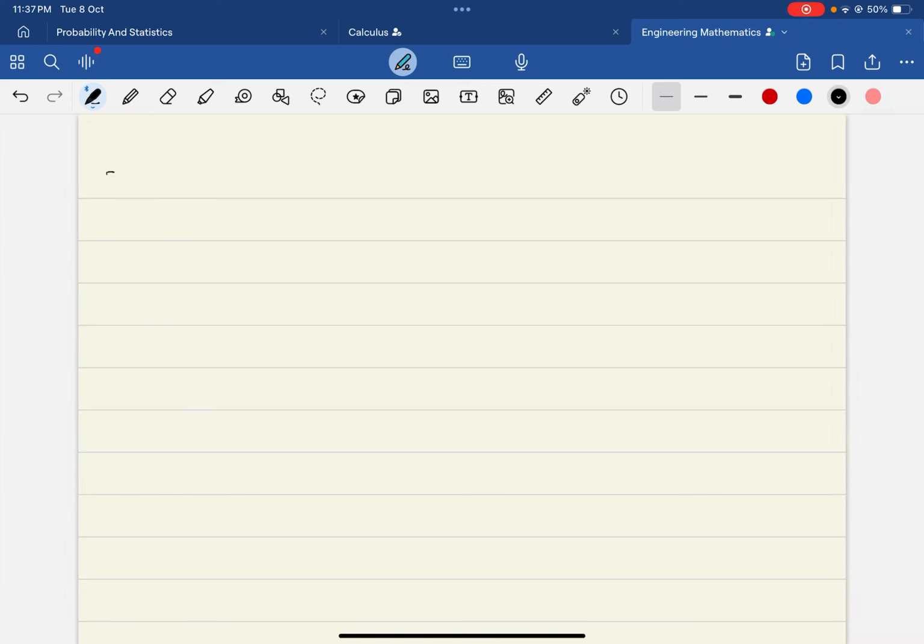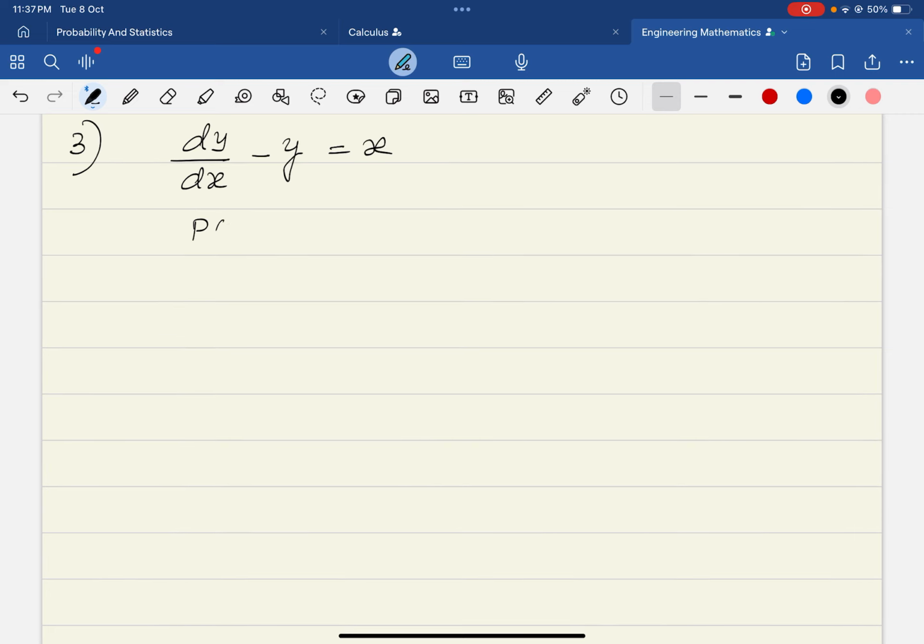Now, let us go to the third problem. dy by dx minus y is equal to x. Now, it is in the standard form only, right? So, what is p of x here? Don't say it is 1, it is minus 1, okay? The coefficient here, you can observe very clearly, is minus y. So, when you compare with p of x into y, p of x is minus 1. And what is q of x? Q of x is equal to x. Now, what is the integral of p of x dx?